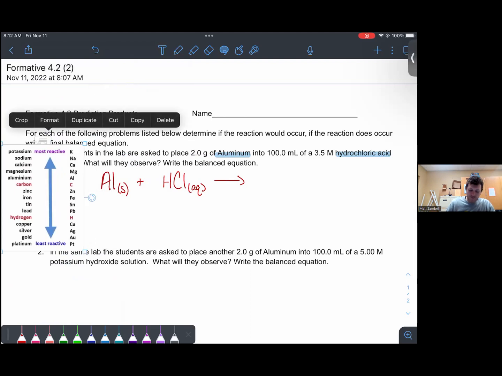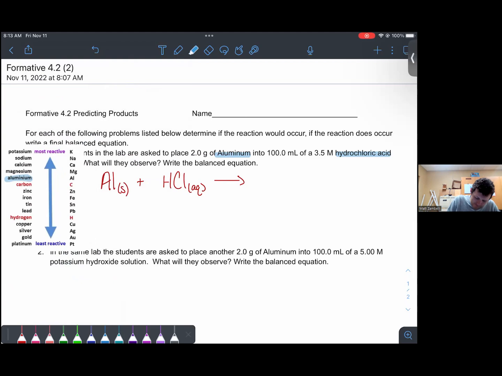If we look over here at our reactivity list, we can see that aluminum is right here and hydrogen is right here. Aluminum is higher than hydrogen, which means it can replace hydrogen. So hydrogen is going to get kicked out all by itself. And remember, hydrogen is a gas at room temperature, and it's also a diatomic, which means it has to be H2. Remember, we have those 7 diatomics: hydrogen, oxygen, nitrogen, fluorine, chlorine, bromine, and iodine on our periodic table.